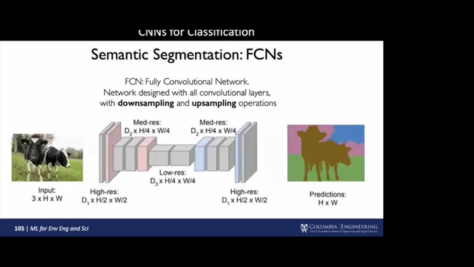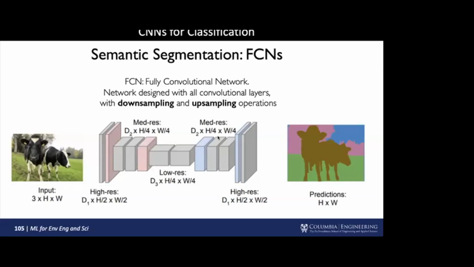Now let's dive deeper into how we actually achieve that pixel-level detail. We use what's called a fully convolutional neural network, or FCN. Unlike a standard CNN that ends with a single label, those networks are designed with all convolutional layers and have two critical phases, downsampling and upsampling.